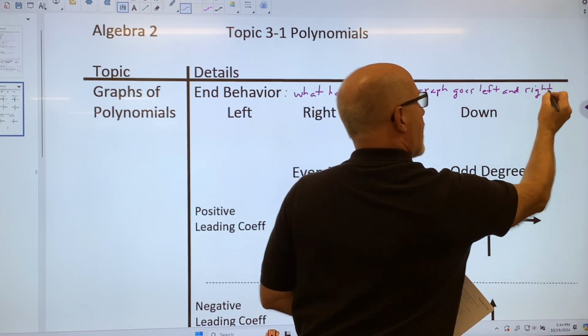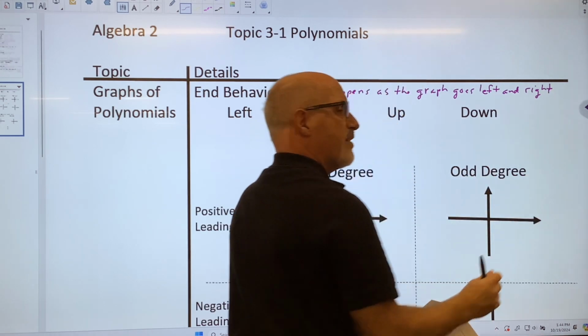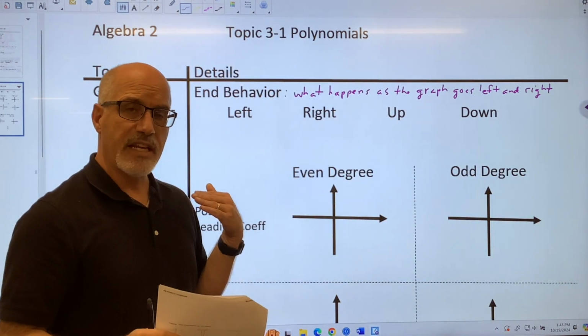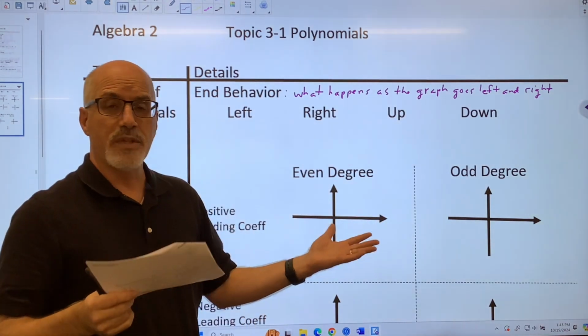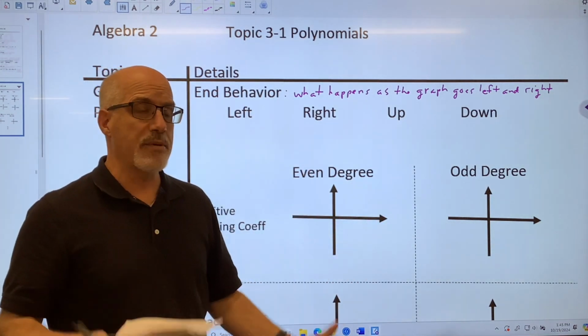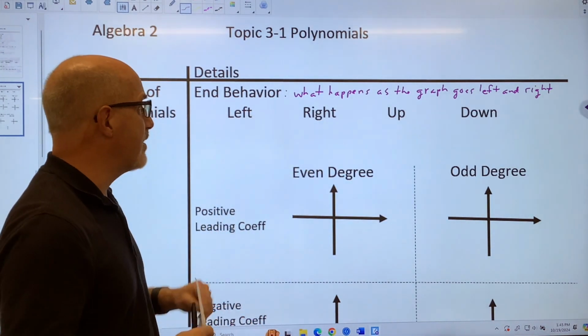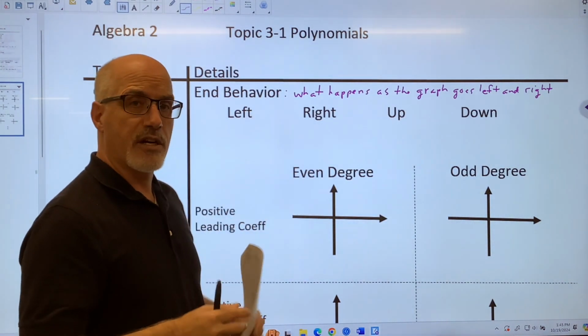Remember, we did a lot of work early on talking about infinity. Well, we're going to talk about as the graphs go to negative infinity and positive infinity, what's the behavior of the graph? Is it going up? Is it going down? Is it staying constant? What are we seeing on the graph? So let's do some notation here.